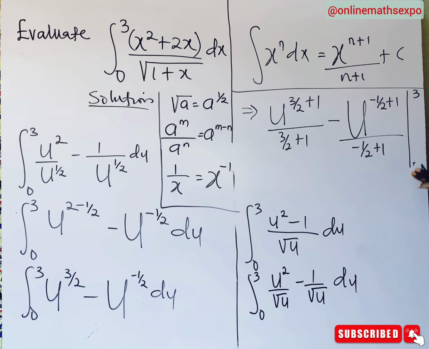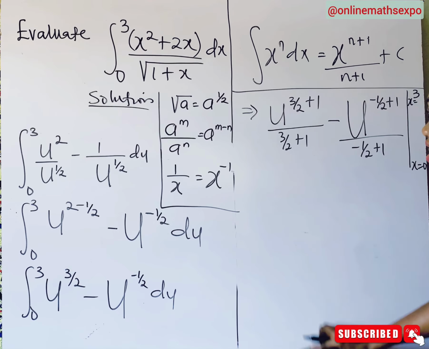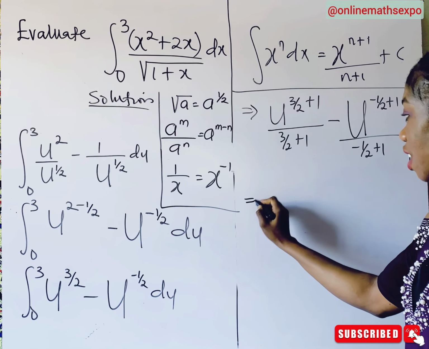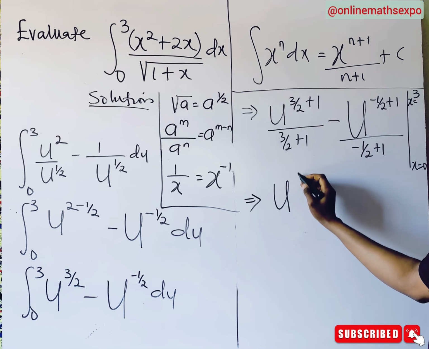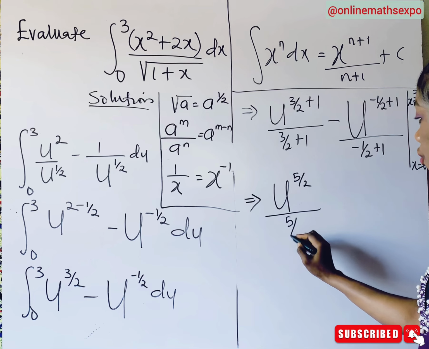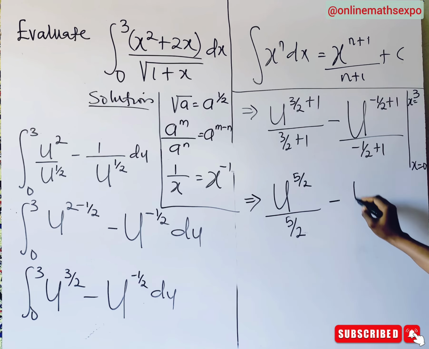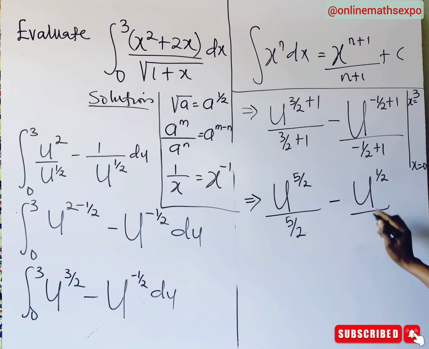And you know that these values are values of x, and this one is also a value of x. So what you do next is, at this point, we are going to simplify. If you add this, you are going to have 5 over 2 minus u; add this, it will give you half, ranging from 0 to 3.